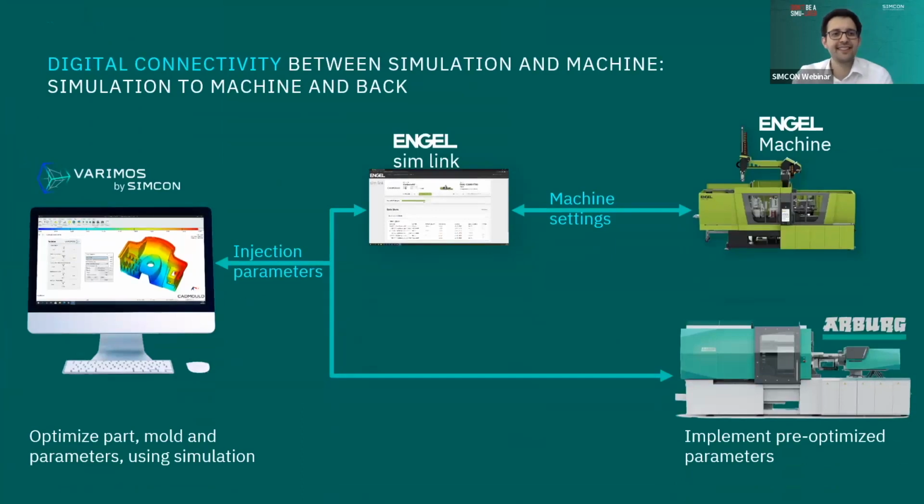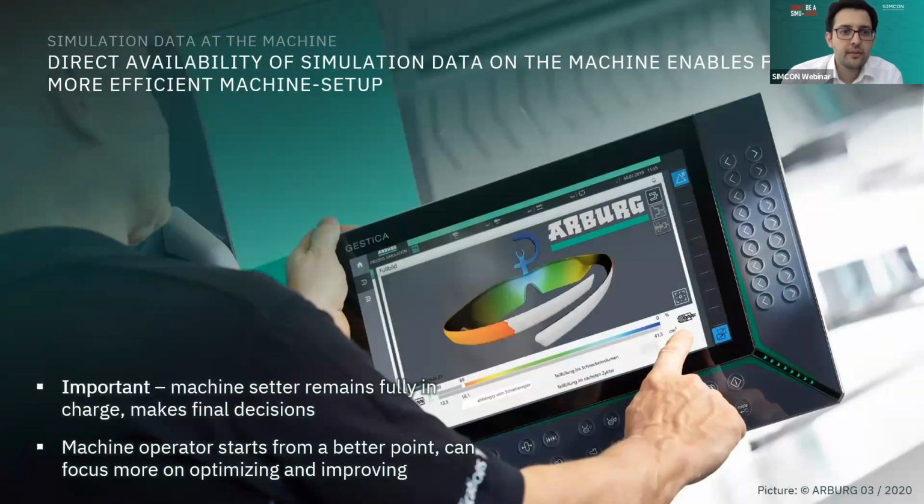Maybe in the future. So to sum up, with the digital connectivity between simulation and machine, it is possible that the simulation can speak directly to the machine and also the way back, so that the parameters from the machine reach back into the simulation. This means there's a direct availability of simulation data on the machine, and this enables a faster and more efficient machine setup. One important point to state is that the machine operator remains fully in charge and makes the final decisions.